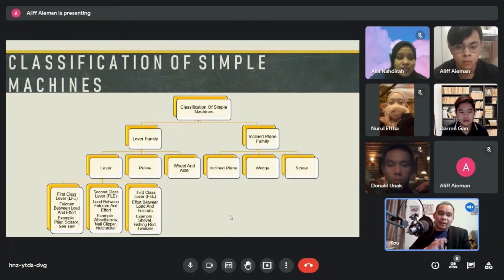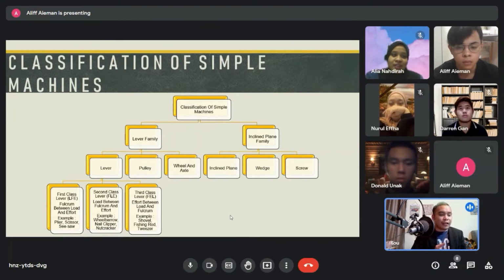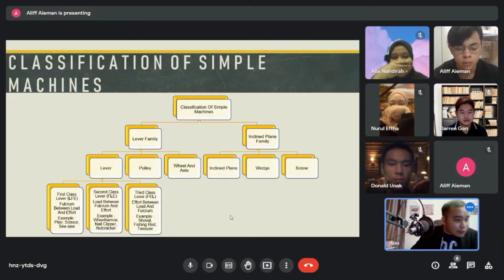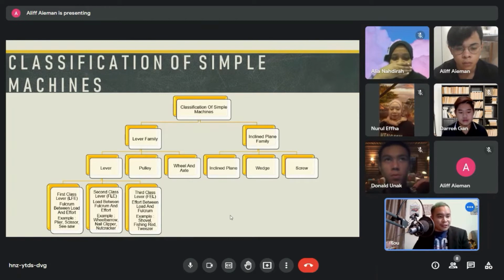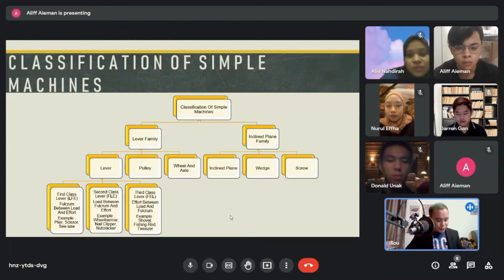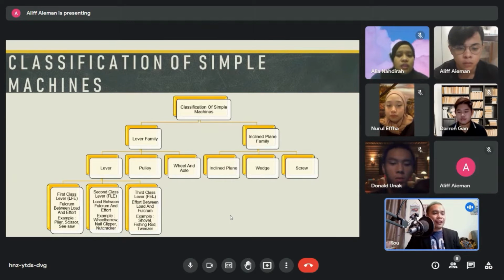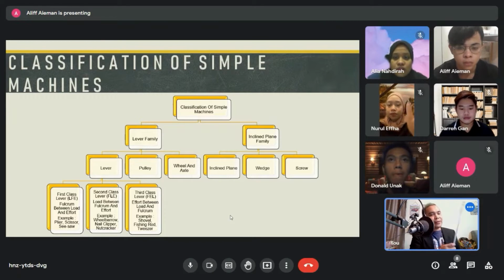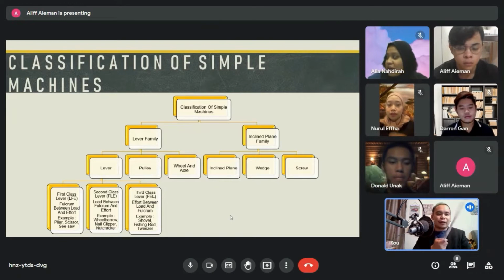Third is third class, which is effort between load and fulcrum. Examples for this one are shovel, fishing rod, and tweezer. For third class, I don't have any example, but I can use this one. So I hope you guys can imagine how this one works.